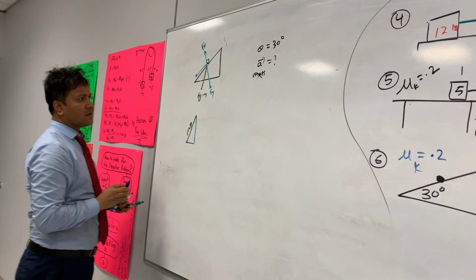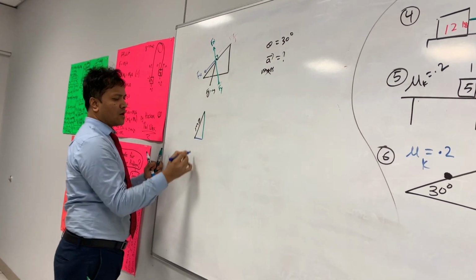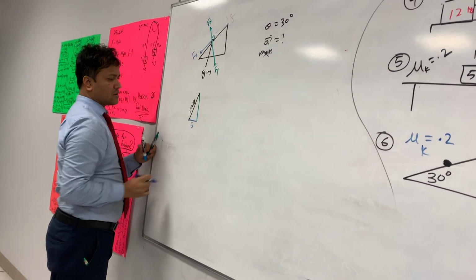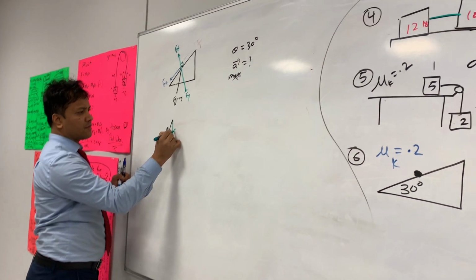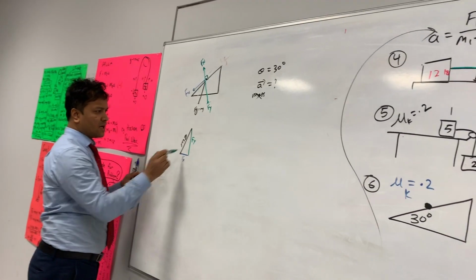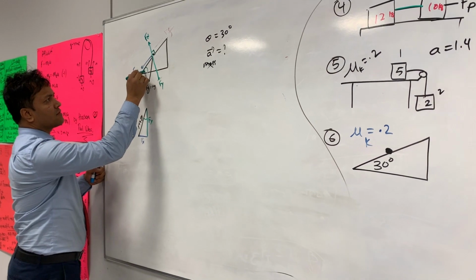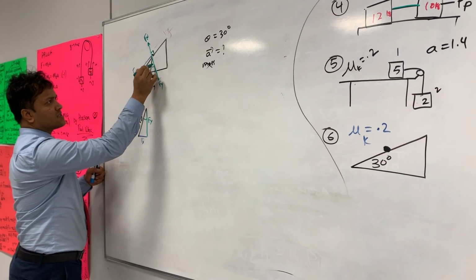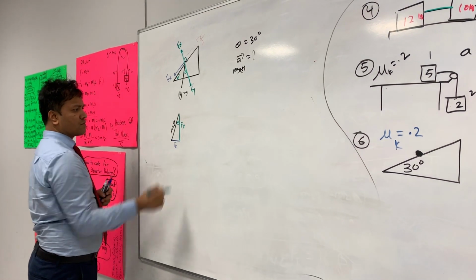The blue one is called Fx, oh, by the way, I forgot to write that. And the green one is called Fy. And this is the angle, which is 30 degrees, because if this is 30, this is 30. This is the theta.